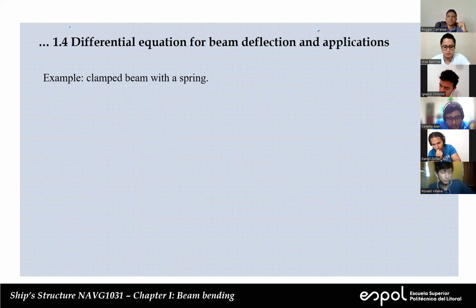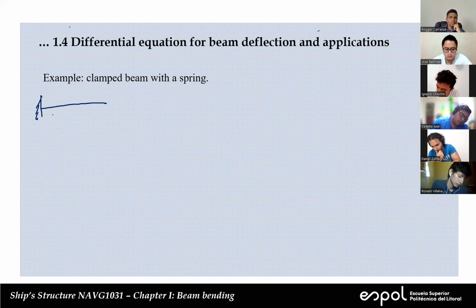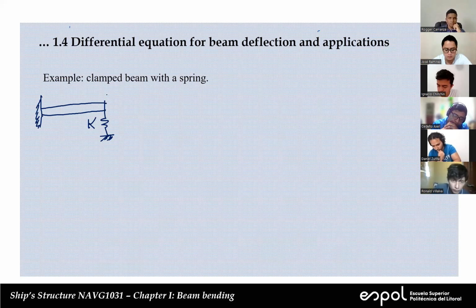Okay, let's consider the clamped beam with a spring. So we have something like this. Spring here. And let's apply a force in the same point, F. This is X, 5.